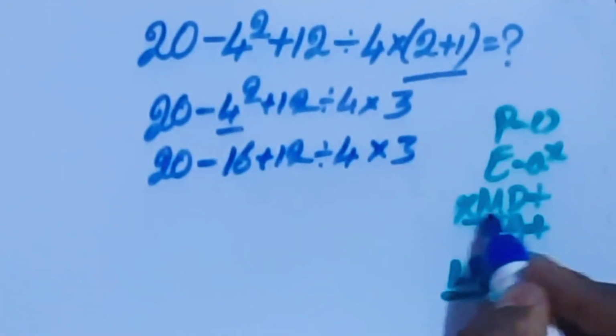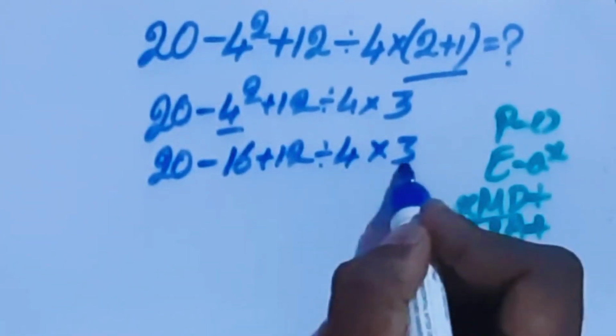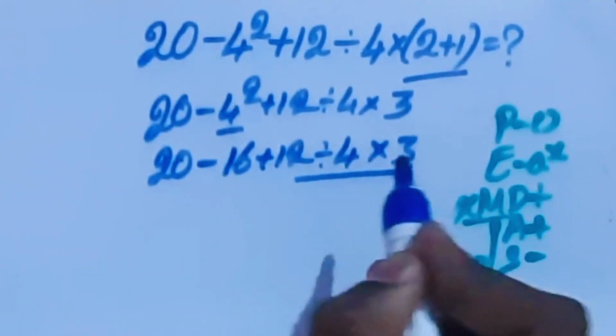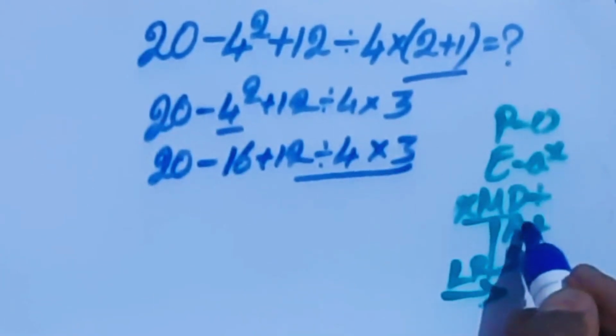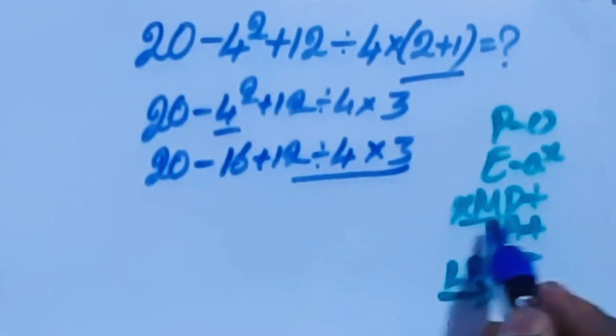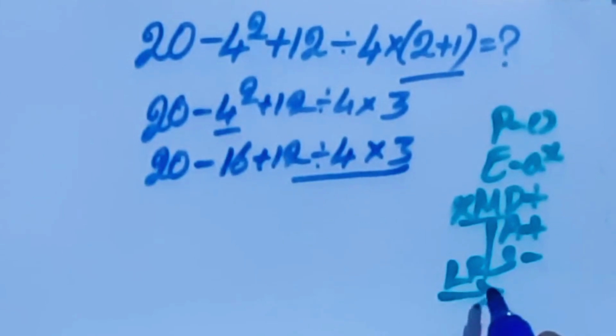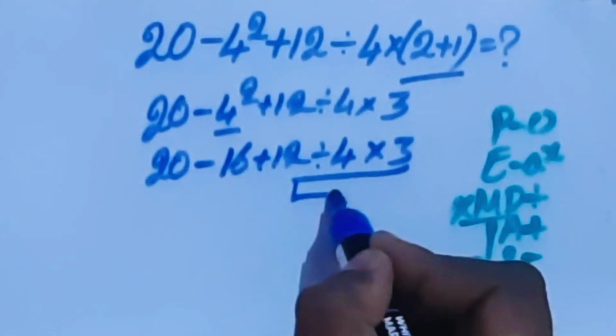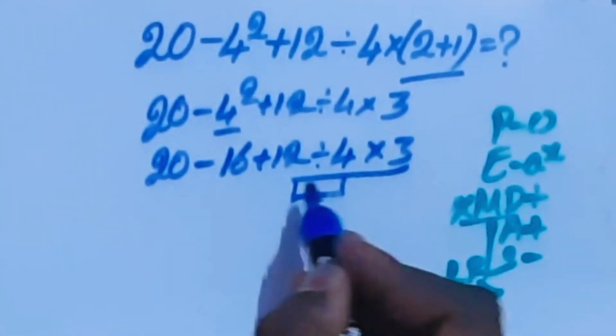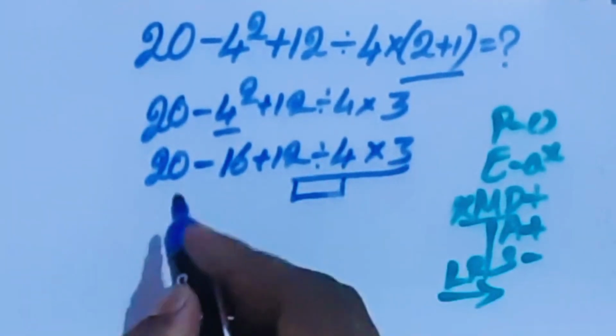Here the next priority is multiplication and division. Here we have multiplication and division in this problem. We have to do this multiplication and division before this addition and subtraction. Here multiplication and division are both equal priority. For this equal priority, we have introduced this left to right rule. Here left to right is 12 divided by 4. So we have to do this 12 divided by 4 before any other operation.